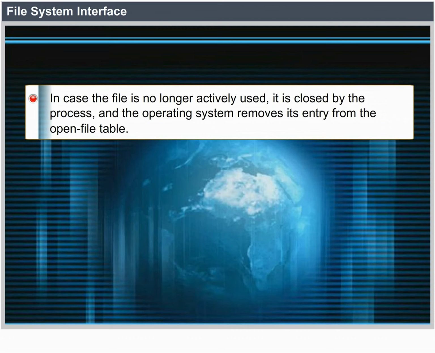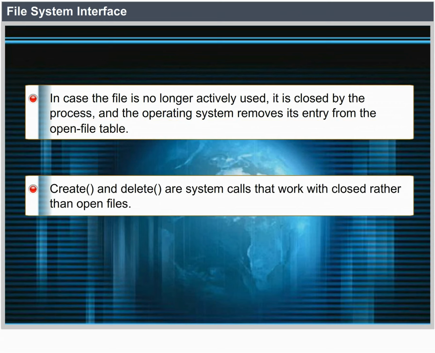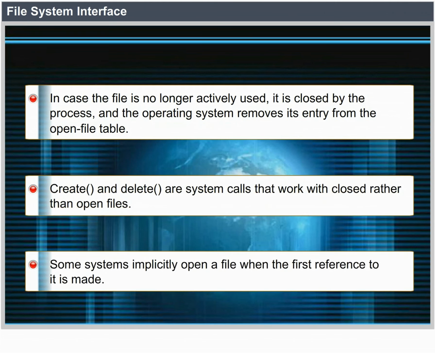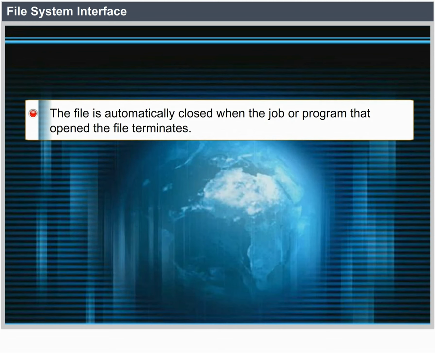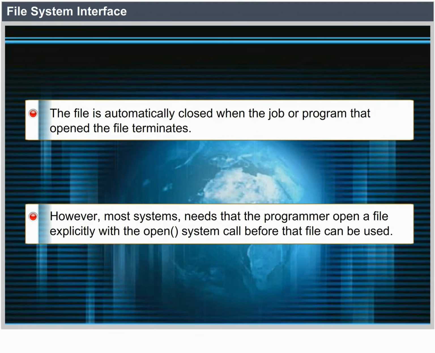Create function and delete function are system calls that work with closed rather than open files. Some systems implicitly open a file when the first reference to it is made. The file is automatically closed when the job or program that opened the file terminates. Most systems, however, require that the programmer open a file explicitly with the open function system call before that file can be used.